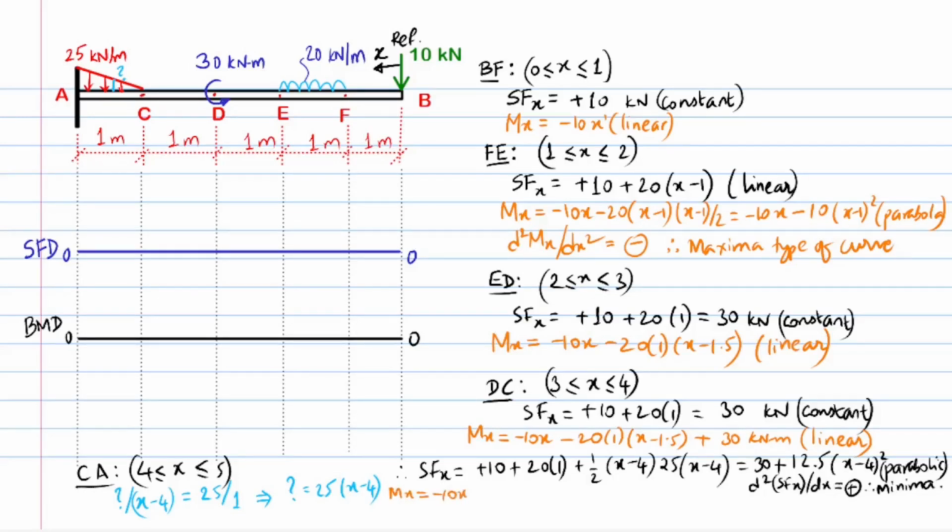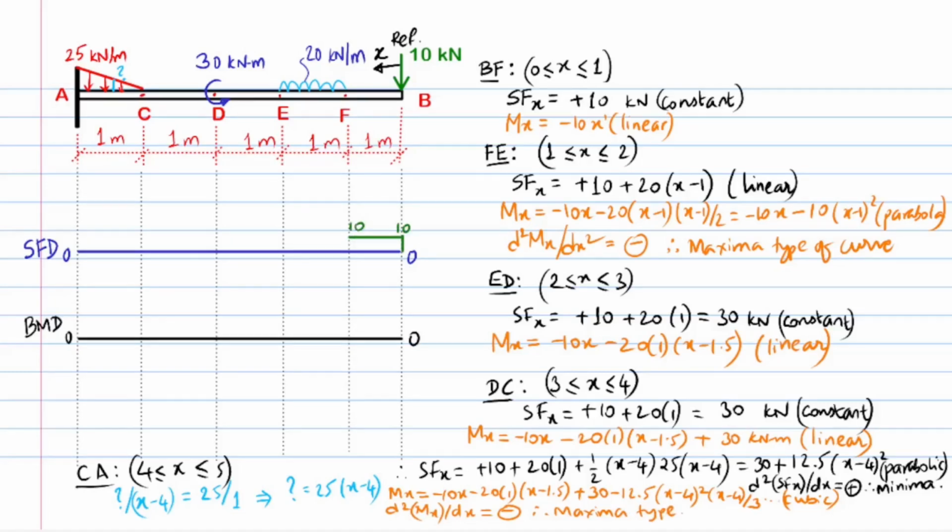Finally, for span CA, M at X can be written as minus 10 times X minus 20 times 1 times (X minus 1.5) plus 30 minus 12.5 times (X minus 4) squared times (X minus 4) over 3. Here, we consider the equivalent point load value found in the shear force equation for span CA, which is 12.5 times (x minus 4) squared, to help us in writing the corresponding bending moment equation directly. This equation is found to be cubic with respect to x. The double derivative of the bending moment equation gives us the negative sign. Hence, the variation curve is found to be of a maxima type.